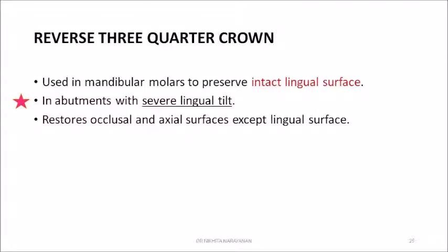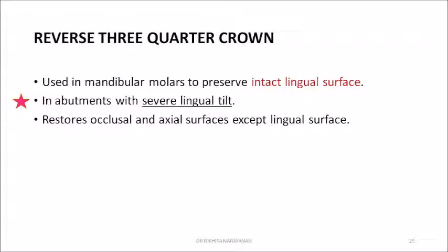The second type of partial veneer crown is a modification of the 3/4 crown. This is called as a reverse 3/4 crown. So in reverse 3/4 crown, the tooth surface which is left intact is the lingual surface. In 3/4 crown, it's the buccal surface. In reverse 3/4 crown, it is the lingual surface which is left intact. So it is the opposite of 3/4 crown.